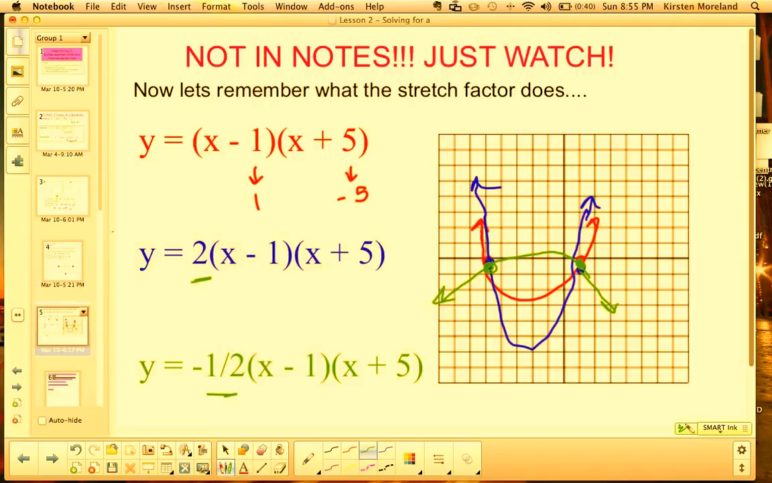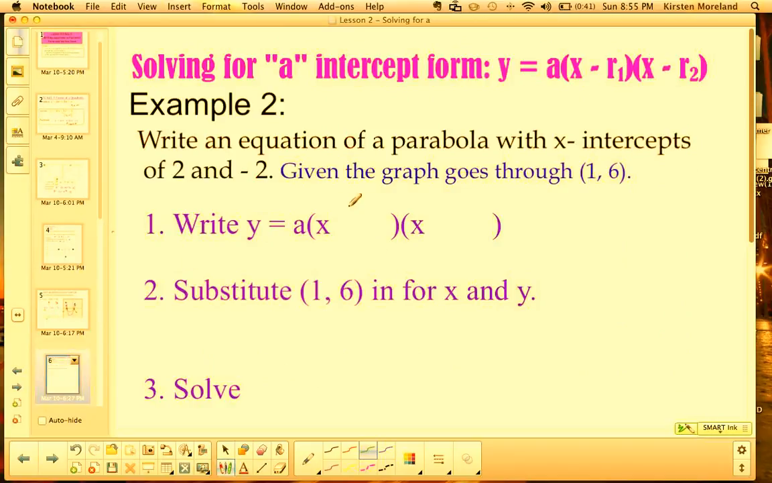So now instead of just writing a generic equation saying the roots are at 3 and 7, I'm going to have to solve to figure out what that stretch factor is. And to do that, I'm going to need to use another point. All right, so we're going to go back to that example.